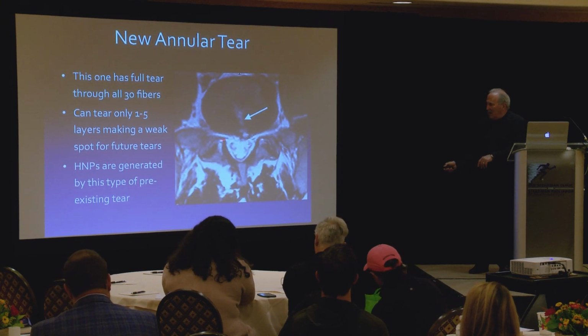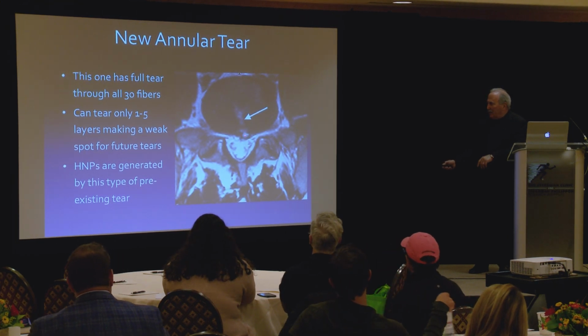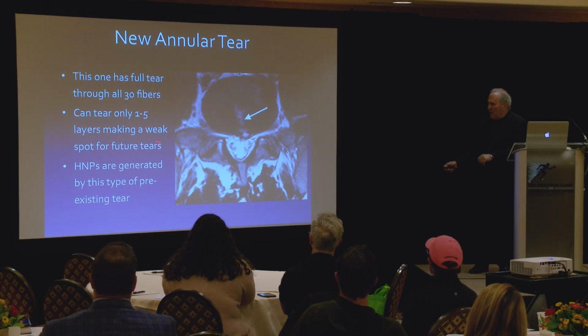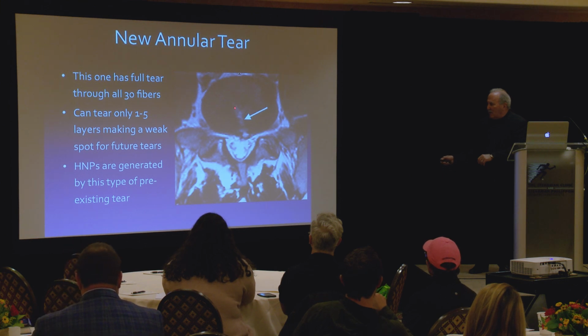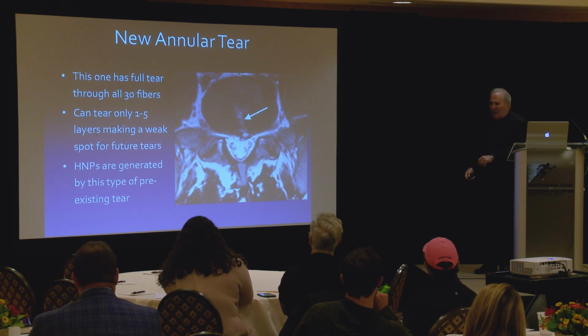So, this is what an annular tear looks like on an MRI. This says a tear through all 30 fibers. You can only tear through 1 to 5 fibers, making a weak spot for future tears. But HNPs, herniated discs, are generated. Actually, there is a little bit of nucleus out here, but the nerves aren't compressed. This guy just had back pain and no leg pain.